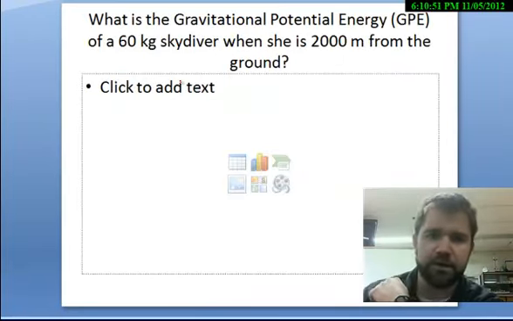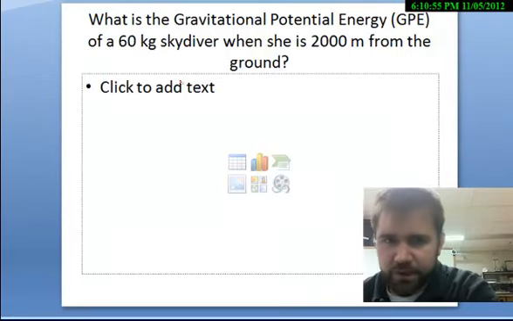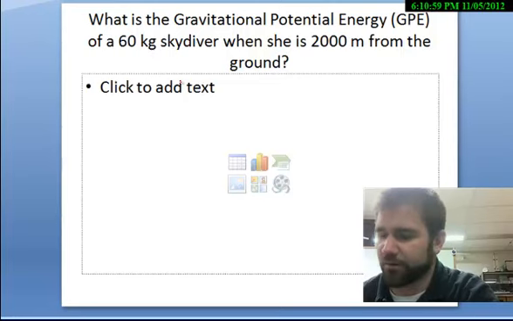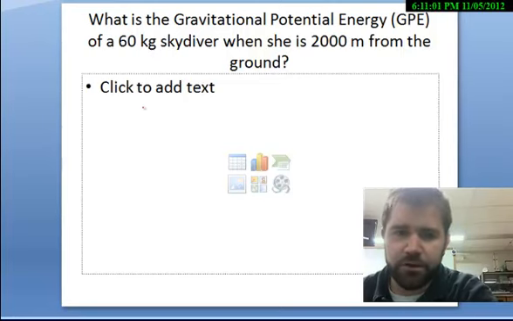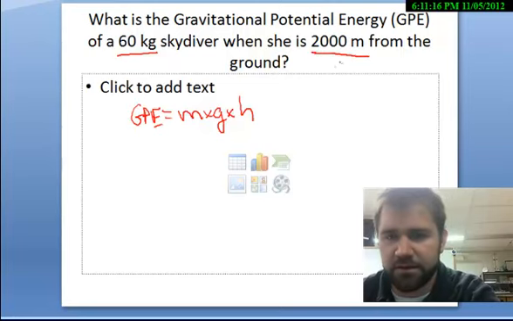All right, on to the calculations. What is the gravitational potential energy of a 60 kilogram skydiver when she is 2,000 meters from the ground? So, we know our equation is that GPE is equal to mass times gravity times height. What's given to us in this equation? They gave us the skydiver's mass. They gave us the skydiver's height. Okay, they're asking us for the gravitational potential energy.